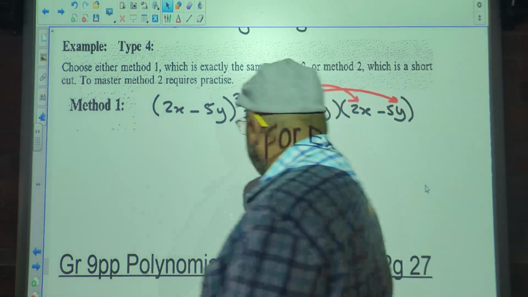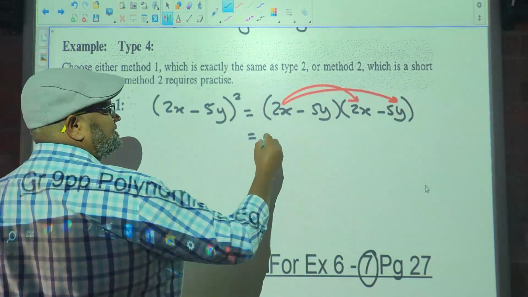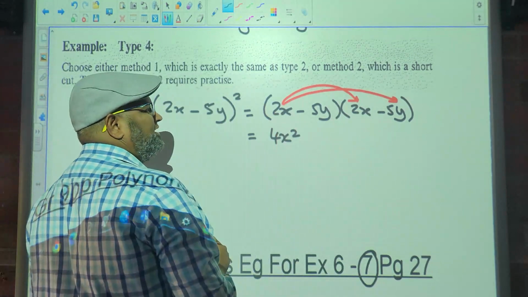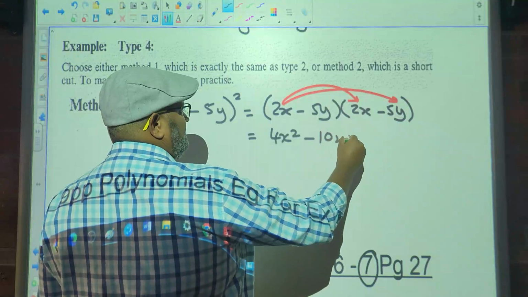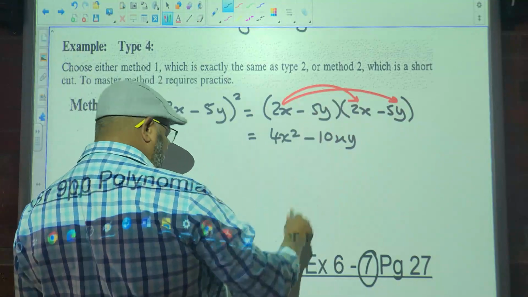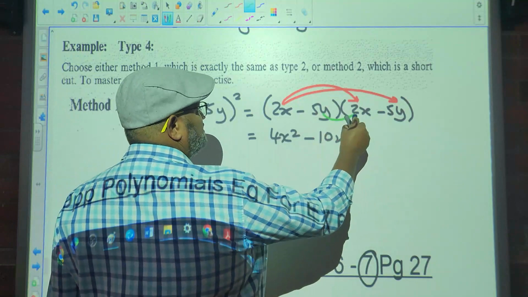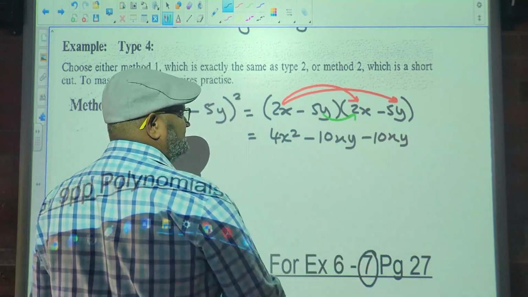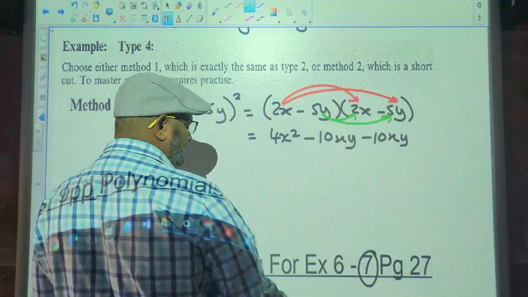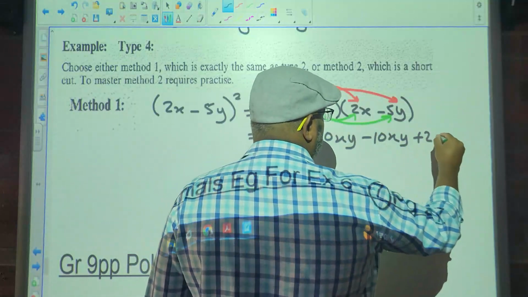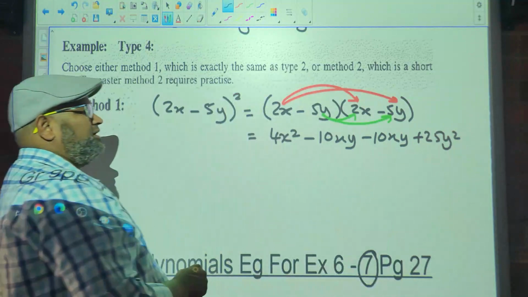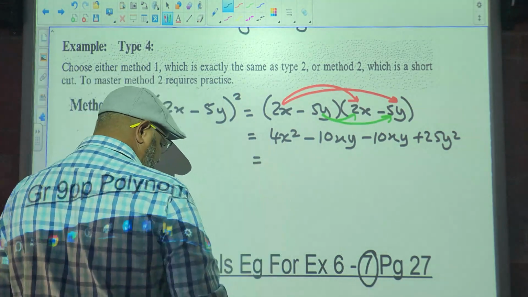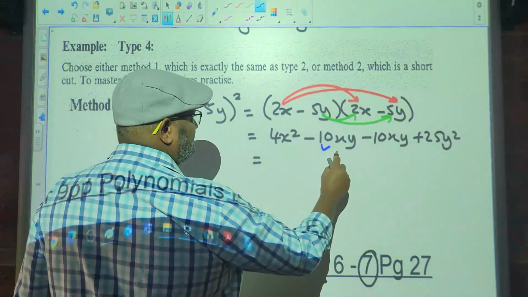Alright, let's do this quickly. What is 2x multiplied by 2x? 4x squared. What's 2x multiplied by negative 5y? Negative 10xy. What's negative 5y times 2x? Negative 10xy. What's negative 5y times negative 5y? 25y squared. Are they like terms? Yes, so they are your like terms.